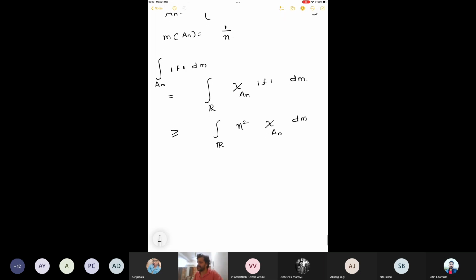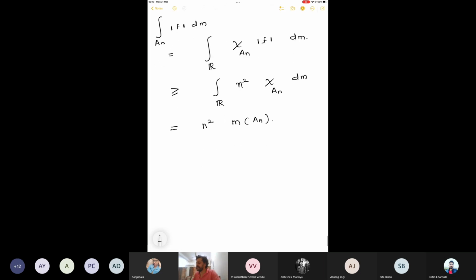Now, n square is a constant. It doesn't depend on x. Then integral over chi An dm. Chi An is a simple function. So, integral is measure, so measure of An. And measure of An is 1 by n, and this is n.